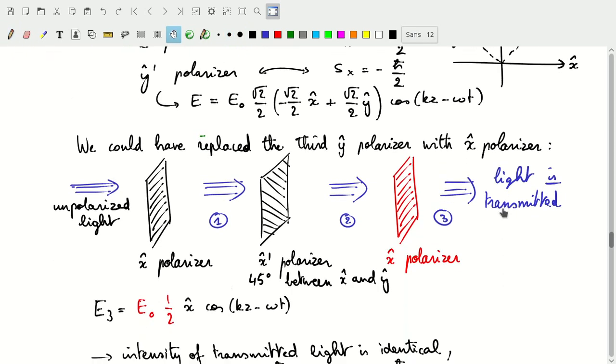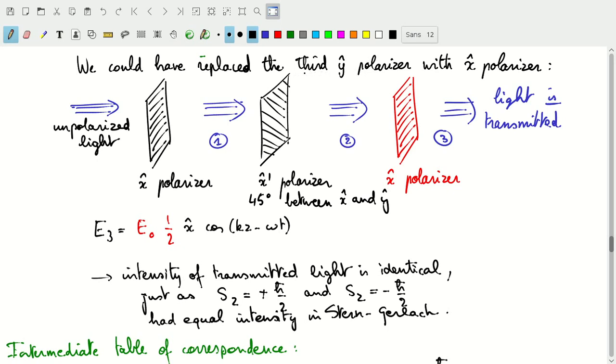And again, as I mentioned just a minute ago, we can replace this third polarizer, which was a y direction polarizer, with an x direction polarizer. And if we now go through the entire calculation, we'd find the exact same amplitude as for the y polarizer, except that now our field is of course in the x direction in region 3. And so again, that indicates that the intensity of the light after the last polarizer does not depend on whether we look in Stern-Gerlach terms at the SZ equal plus h bar over 2 or the SZ equal minus h bar over 2 components.